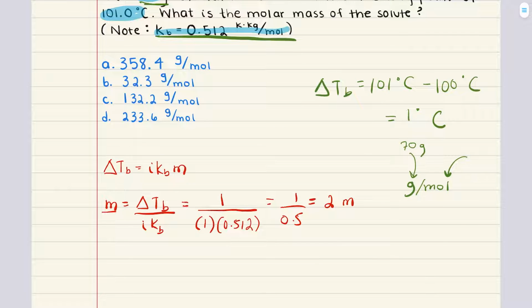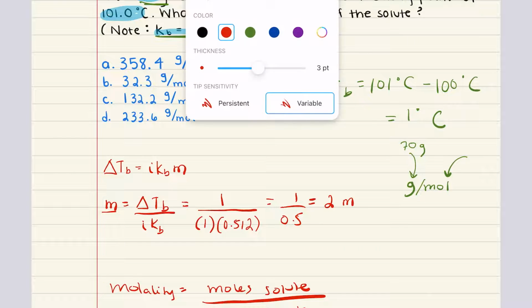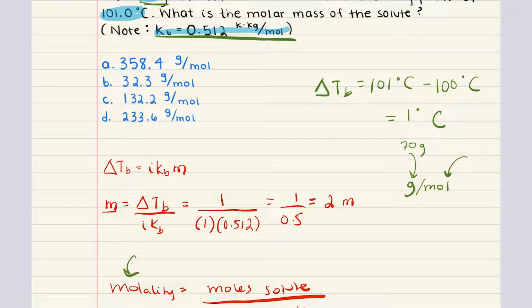What is the definition for molality? Molality is equal to moles of solute over kilogram of solvent. We know the molality, we just calculated it. We know the kilograms of solvent, actually we know it in grams, but that's an easy conversion to kilograms. We have 100 grams of water. This is equal to 0.1 kilograms of water.